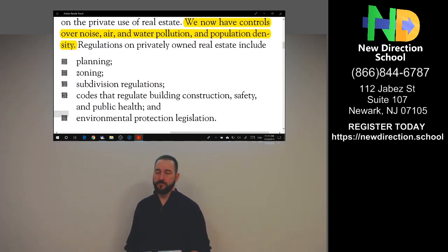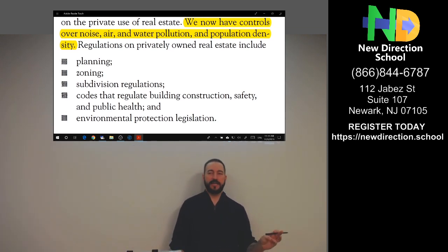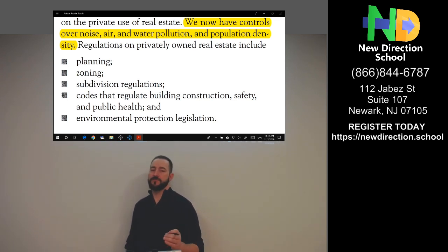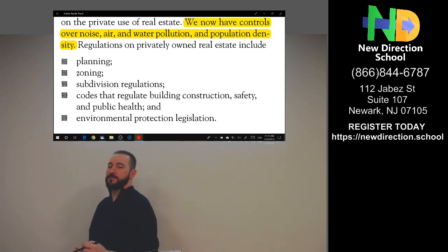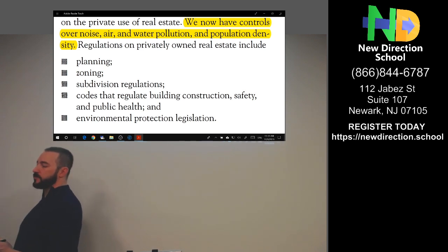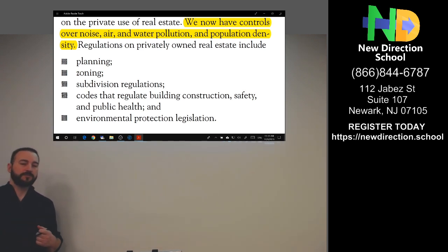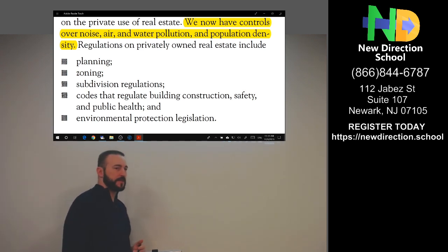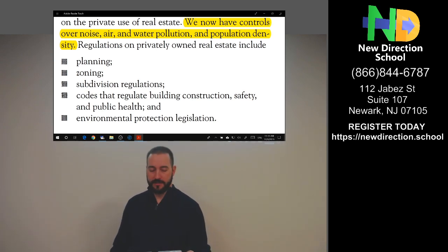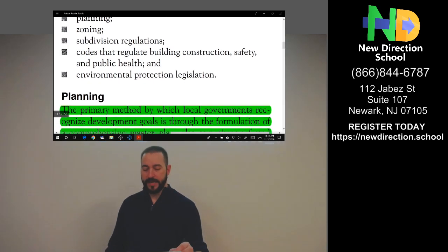Regulations on privately owned real estate include planning, zoning, subdivision regulations, codes that regulate building construction, safety, and public health, and environmental protection legislation. Now we're going to go into detail on all of these. We're going to start with planning.